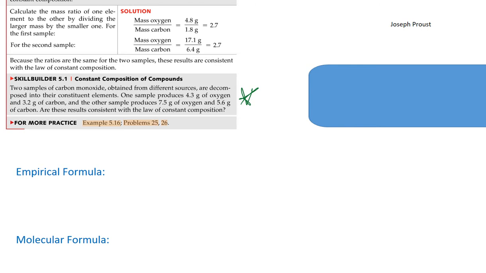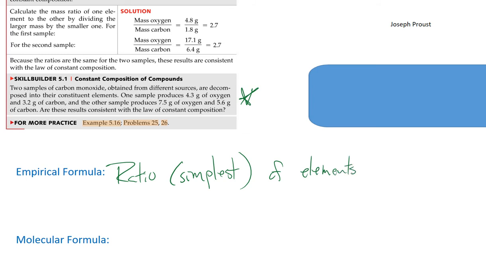The next two terms I want to look at are empirical and molecular formulas. Empirical formulas are the ratio, or rather the simplest ratio, of elements in a compound. The molecular formula, on the other hand, is the actual formula of a compound.